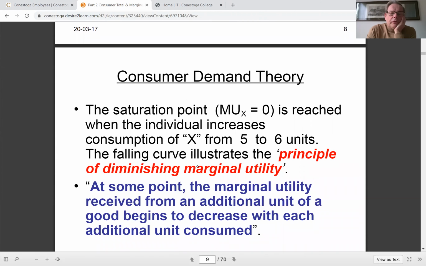The saturation point, please note again, is where the marginal utility of x is equal to 0. This is reached when the individual, in this example, has increased consumption of the commodity x from 5 to 6. And this is important here. This illustrates the principle of diminishing marginal utility. So at some point, the marginal utility received from an additional unit of a good begins to decrease with each additional unit consumed.